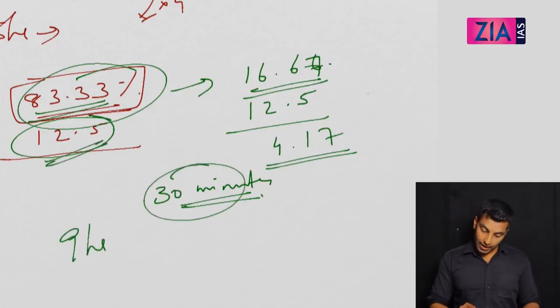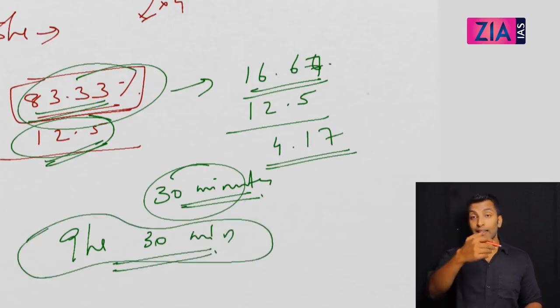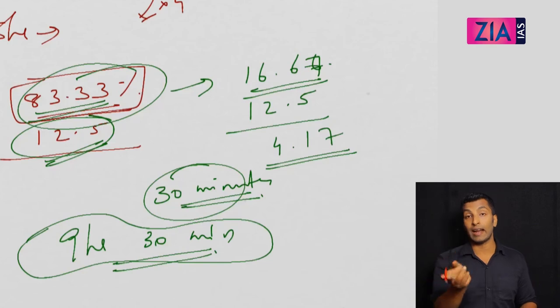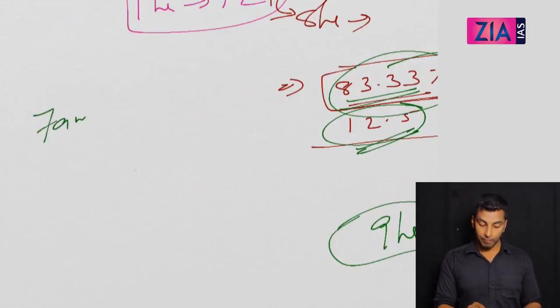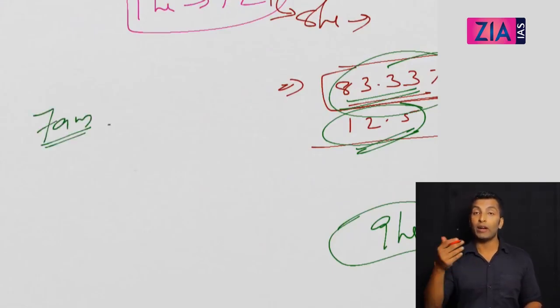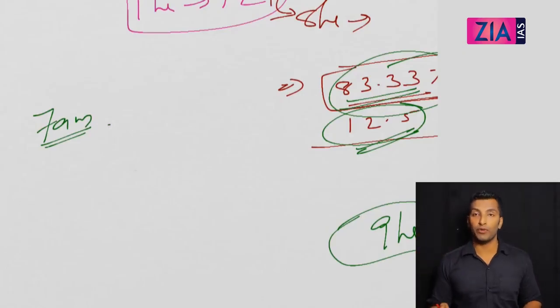So 9 hours 30 minutes is the time taken to fill the tank if they are working alternately starting from P1. Now they can tell you that the pipe was opened at 7 a.m., and ask by what time it will be filled. So you need to calculate 9 hours 30 minutes from there: 7, 10, 11, 12, like that. I hope this is clear for all of you. Now in the same case, how can you bring a negative work?